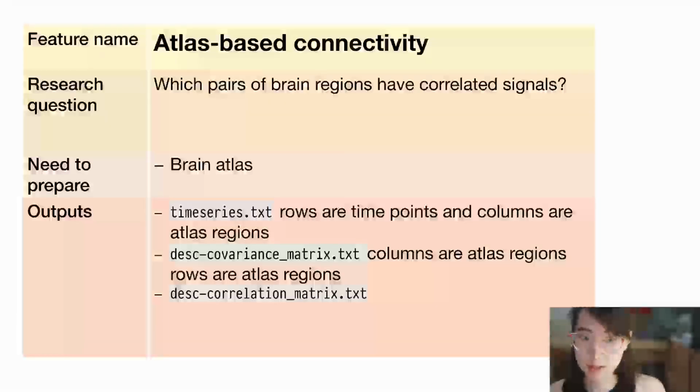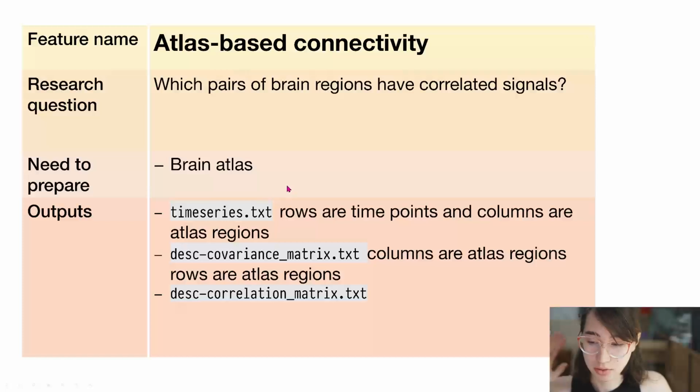You can also look at atlas-based connectivity, and this will tell you which pairs of brain regions have correlated signals based on the brain atlas that gives you all the different regions. And what we get out of this is a file with all the time series for all the atlas regions. These are just the averages across all the voxels in that region. And you will get a covariance and a correlation matrix. The correlation matrix is what you want to use when you want to compare participants, because it's standardized. But for some techniques like partial correlations and different ways to estimate the partial correlations, you actually need the raw covariance matrix. So we also provide that.